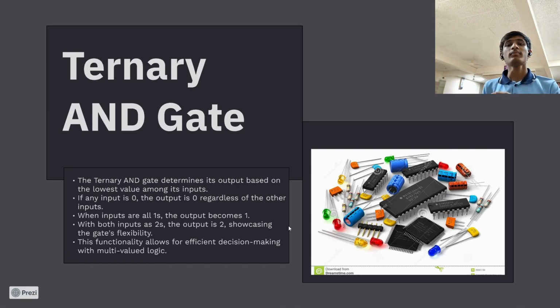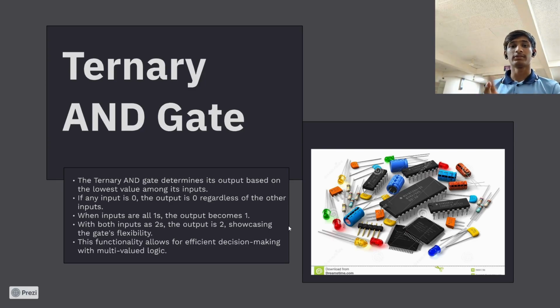Ternary AND gate. The ternary AND gate determines its output based on the lowest value among its inputs. In binary, when one input is 0 and one is 1, then the output is 0, and only if all the inputs are 1 is the output 1. In this case, the lowest value is considered: if any input is 0, the output will be 0. If the inputs are 1 and 2, then the lowest value among 1 and 2 is 1, so its output is 1.